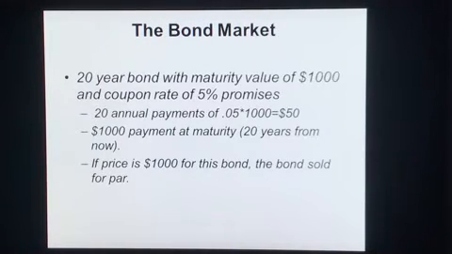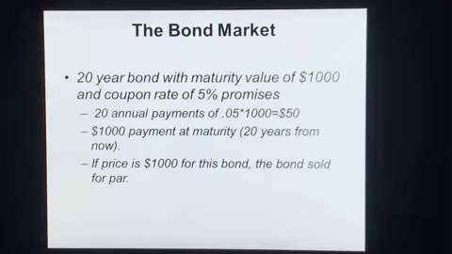For example, a 20-year bond with a maturity value of $1,000 and a coupon rate of 5% promises what? What is meant by this type of bond? It gives the investor 5% interest for 20 years. How can we calculate the 5%? 5% of 1,000. It means 20 annual payments of $50 will be paid by the issuer to the investor, and $1,000 will be paid at the end of the maturity time period.